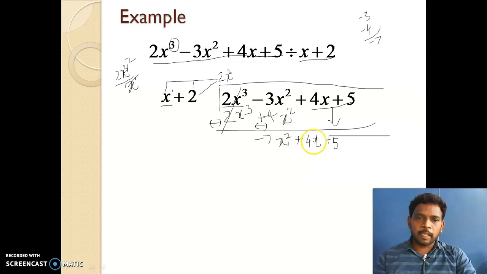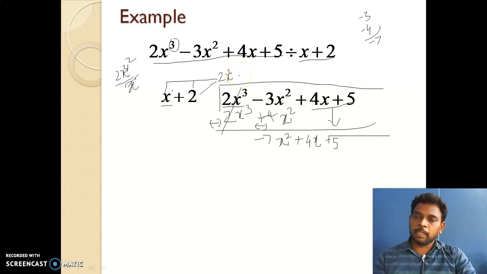Right? So next we check the remainder, check the degree of the remainder. So here x square, power 2 is there, so the degree of the remainder is 2, and compare with the degree of the divisor here. So the degree of the divisor is 1, so this is more than this one, so we have to continue the procedure.